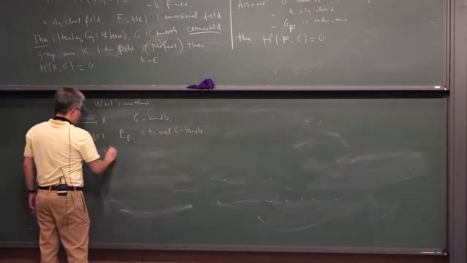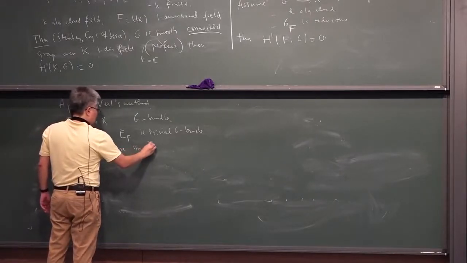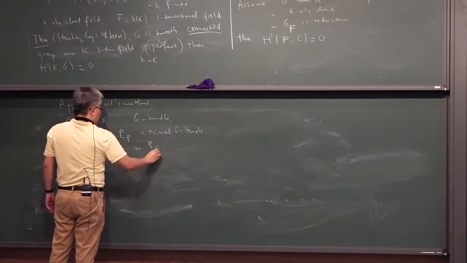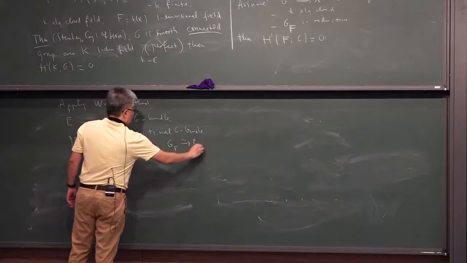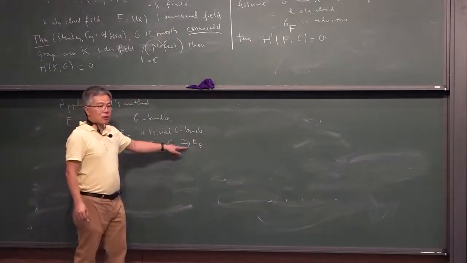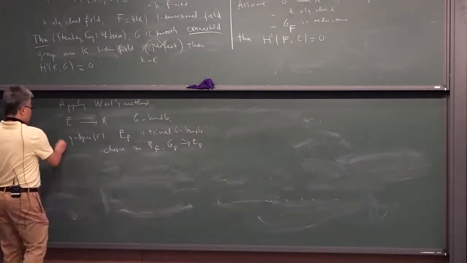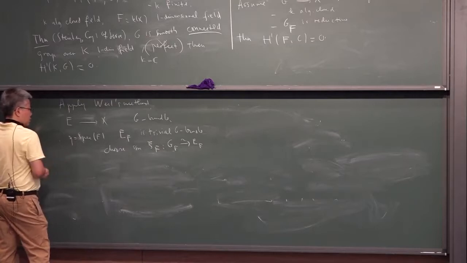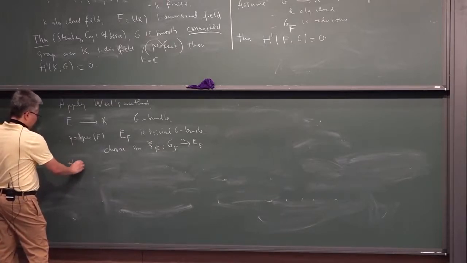So then you can choose an isomorphism c_F between G_F and E_F, respecting the action of G on the right. So this is the generic trivialization.